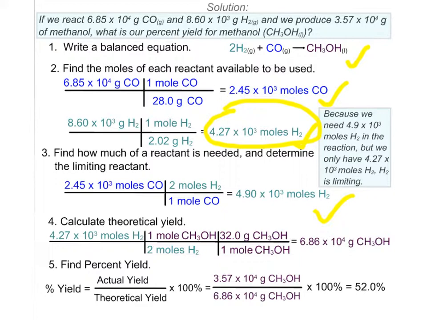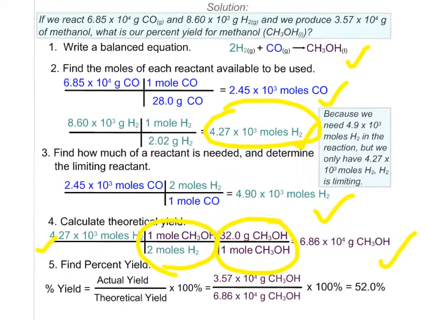Since we know that hydrogen is the limiting reactant, we can now calculate the theoretical yield. So we take the amount of hydrogen that we do have, 4.27 times 10 to the third moles, multiply by the mole-to-mole ratio for the product methanol that comes from the formula. We have 1 mole of methanol per 2 moles of hydrogen, right here. And then we multiply by the molar mass for methanol, right here. And that gives us 6.86 times 10 to the fourth grams of methanol. That is the theoretical yield.